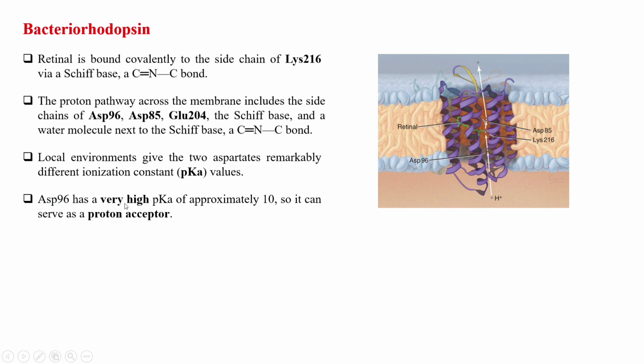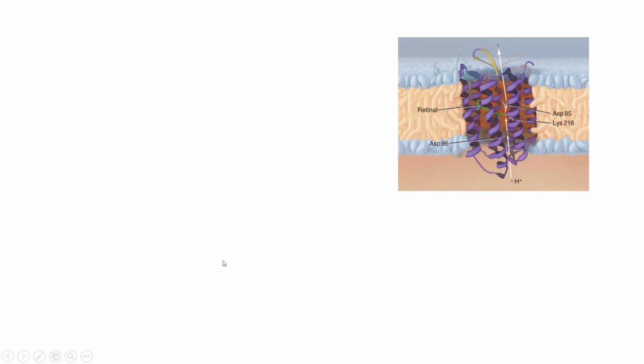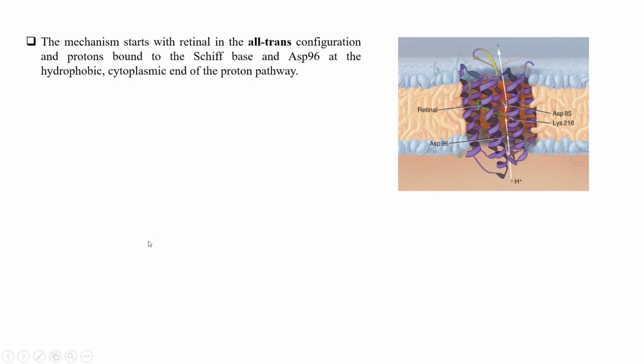Aspartate 96 has a very high pK of approximately 10, so it can serve as a proton acceptor. So when any amino acid has a very high pK or ionization constant, that means it is a proton acceptor. Now aspartate 85 has a low pK of approximately 2, so it serves as a proton donor. Now let's see how this cycle occurs.